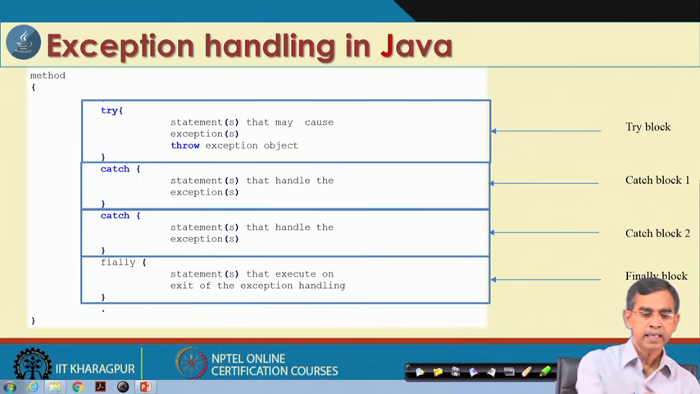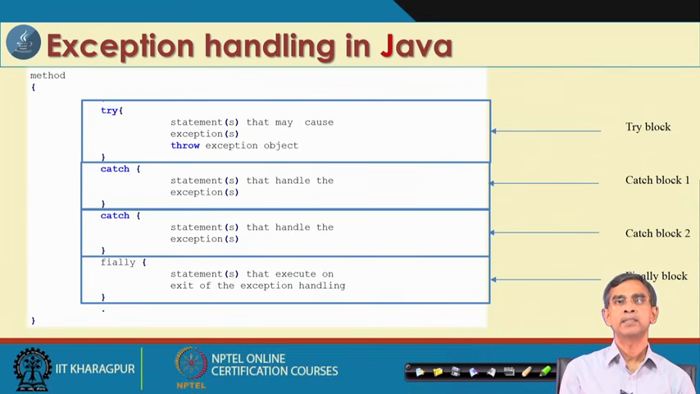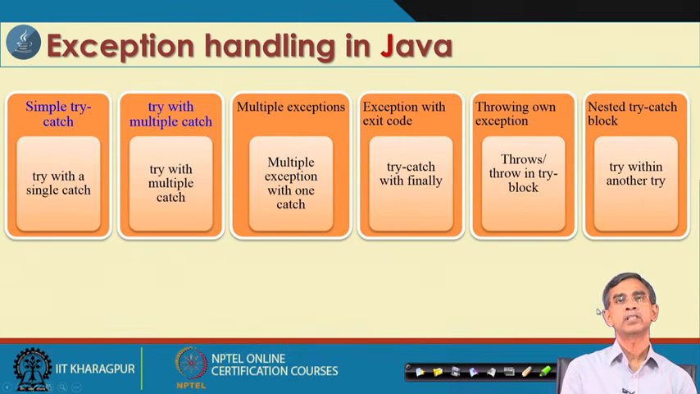So, this is in brief the concept of the exception handling mechanism in Java, but now it is very important to discuss each block one by one, each concept one by one. Now, we can structure this concept in six different ways. That is, exception handling can be done by using a simple try catch. That means, only one try and one catch. There may also be one try with multiple catch.